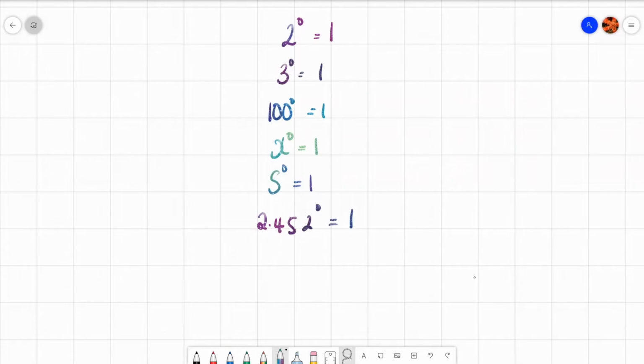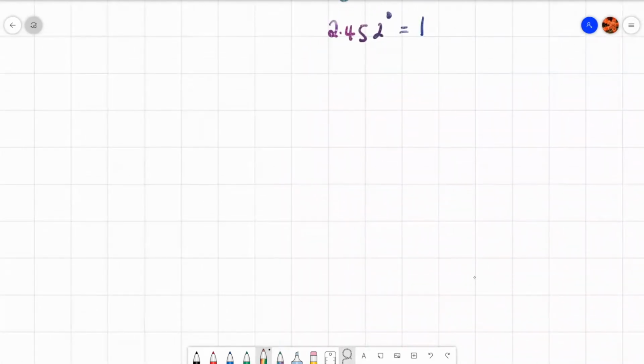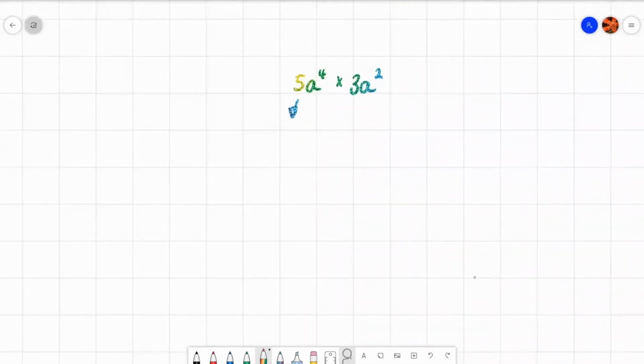Right, let's use the different laws that we've just learned now to make the problem slightly more complicated. So this time, what if we have 5a to the power of 4 times 3a squared? Well, that here means 5 times a to the power of 4, which is a times a times a. I've then got to multiply it by this, which means 3 times a times a. Now I can simplify this because I can do 5 times 3, which is 15. And then how many times did I multiply a by itself? 1, 2, 3, 4, 5. So a to the power of 5.